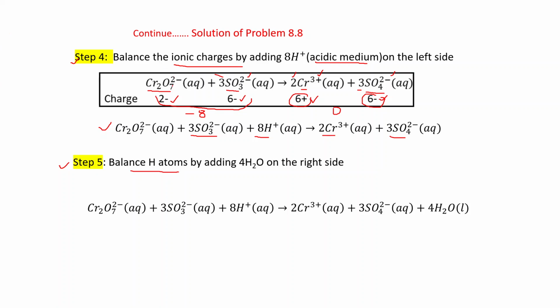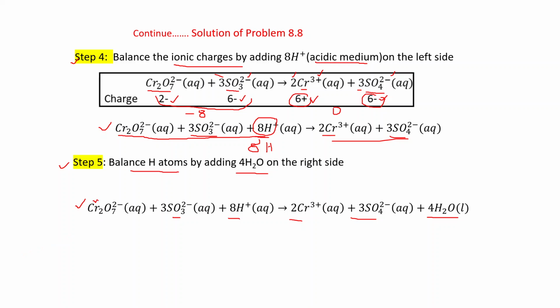First we calculate the hydrogen atoms on both sides. On the reactant side, 8 hydrogen atoms are there. On the product side there is no hydrogen atom. So to balance 8 hydrogen atoms we have to write 4 H2O on the right hand side. So our final equation becomes Cr2O7 2- plus 3SO3 2- plus 8H+ converting into 2Cr3+ plus 3SO4 2- plus 4H2O. Clear? Once again you can verify that all the atoms and charges are balanced.